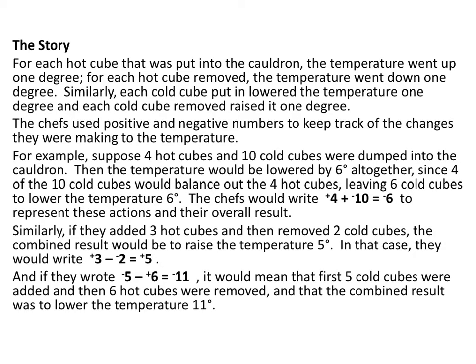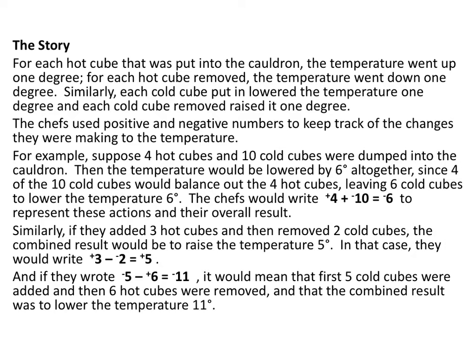So the chefs used positive and negative numbers to keep track of the changes that they were making to the temperature. For example, suppose 4 hot cubes and 10 cold cubes were dumped into the cauldron. Assuming it starts at 0, then the temperature would be lowered by 6 degrees. Well, even if it wasn't, you'd have a decrease of 6 degrees altogether. Since 4 of the 10 cold cubes would balance out the 4 hot cubes, leaving 6 cold cubes to lower the temperature 6 degrees.